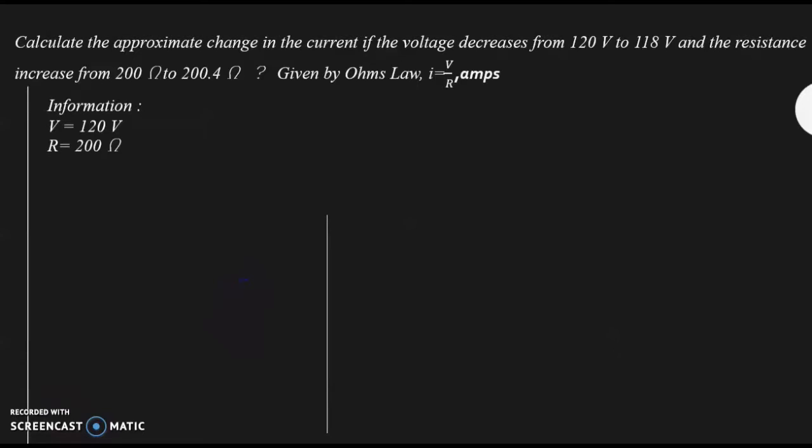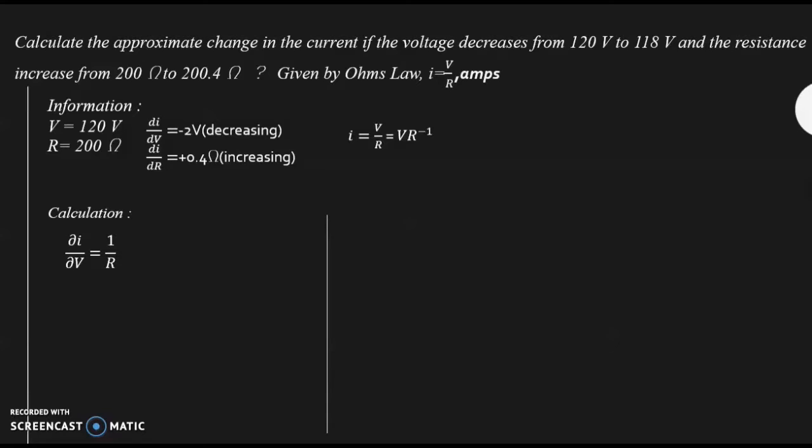From the question, we get the information: V equals 120 volts and the resistance is 200 ohms. And from the question we get dV is negative 2 because it is decreasing, and dR is positive 0.4 ohms because it is increasing. And from the question we can derive the formula I equals VR to the power of negative 1.